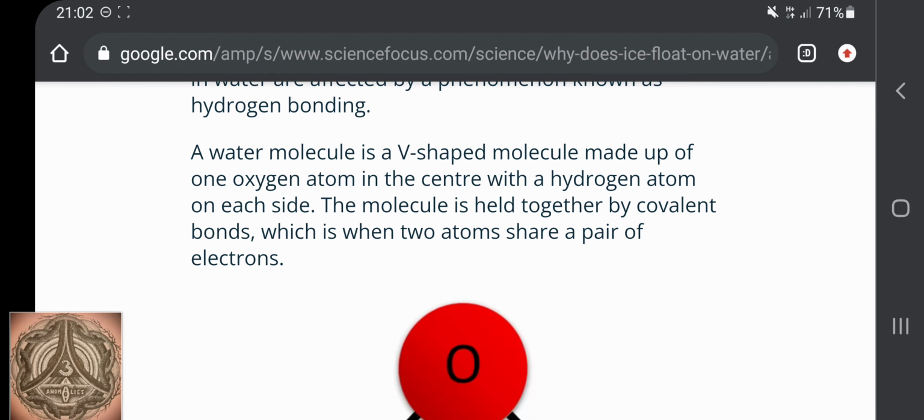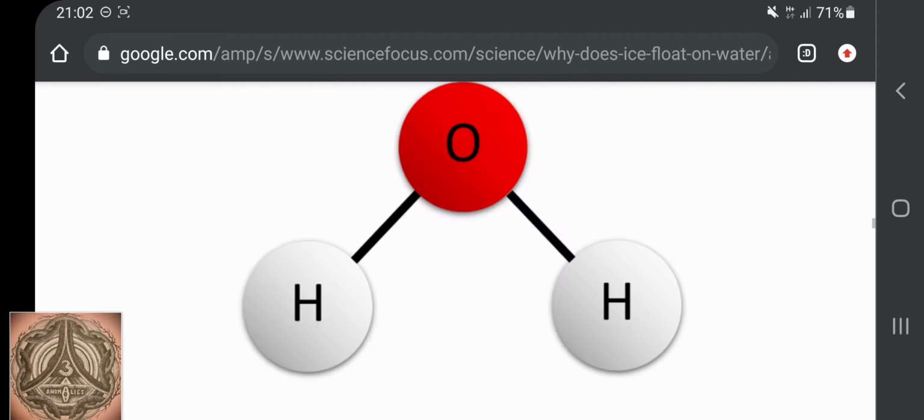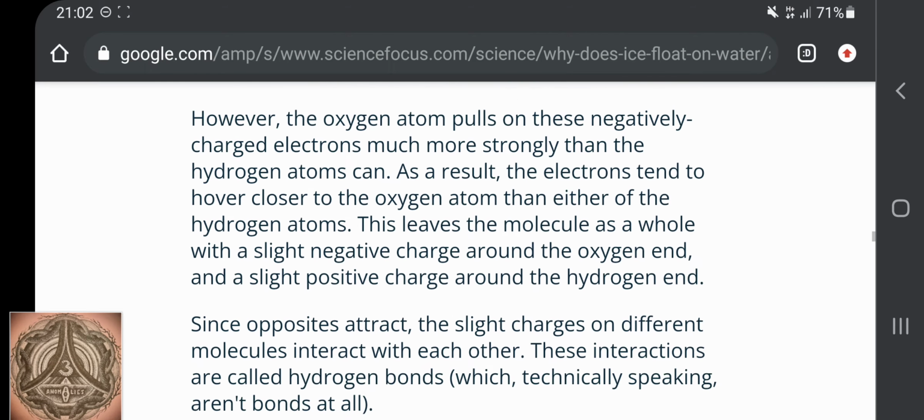The water molecule is a V-shaped molecule made up of one oxygen atom in the center with a hydrogen atom on each side. The molecule is held together by covalent bonds, when two atoms share a pair of electrons. However, the oxygen atom pulls on these negatively charged electrons much more strongly than the hydrogen atoms can.